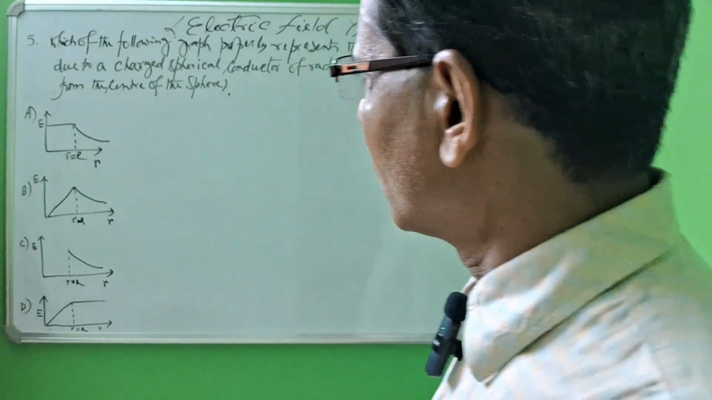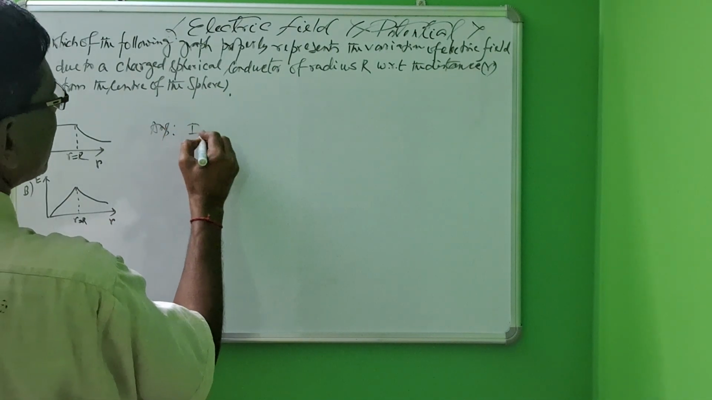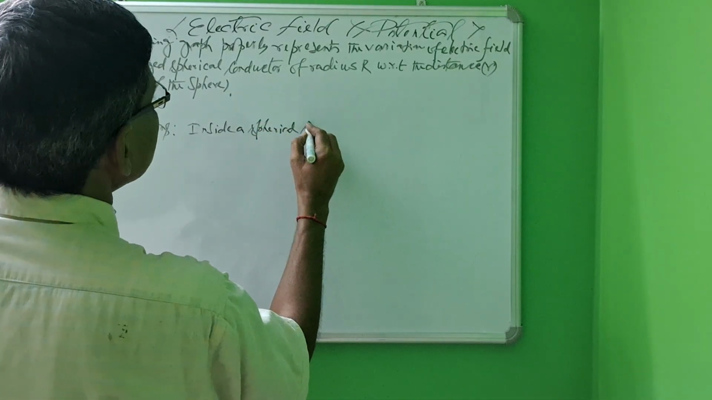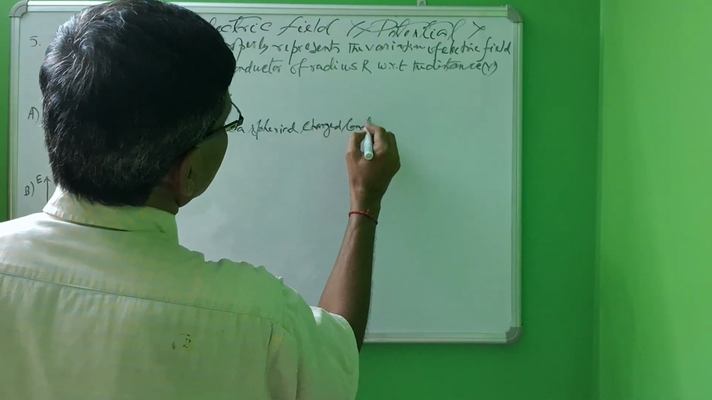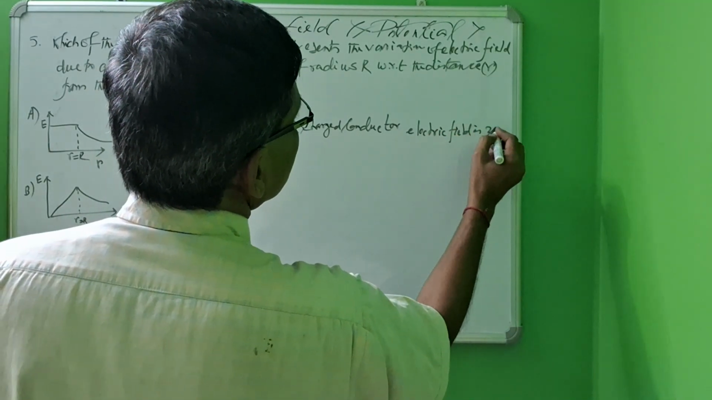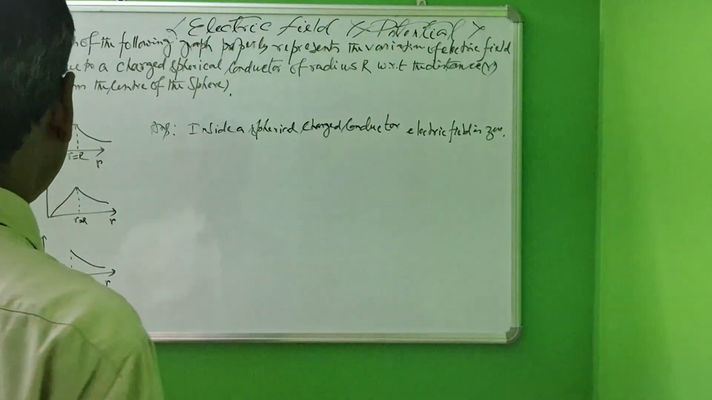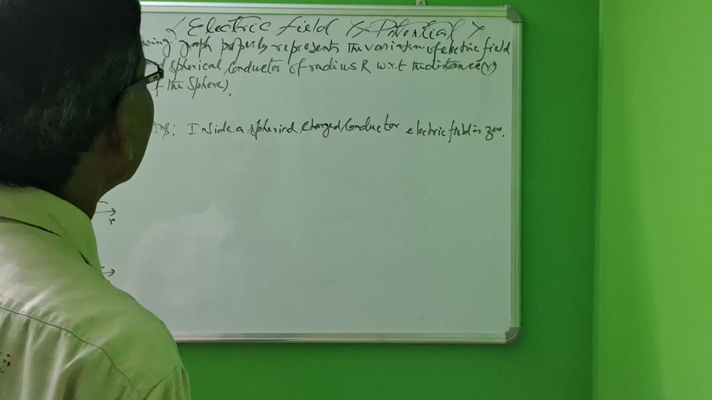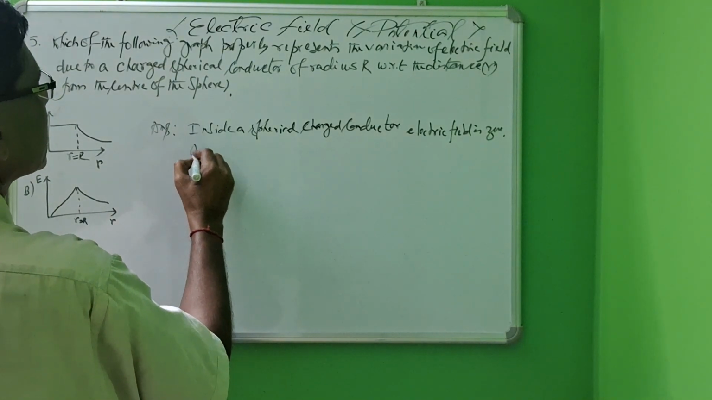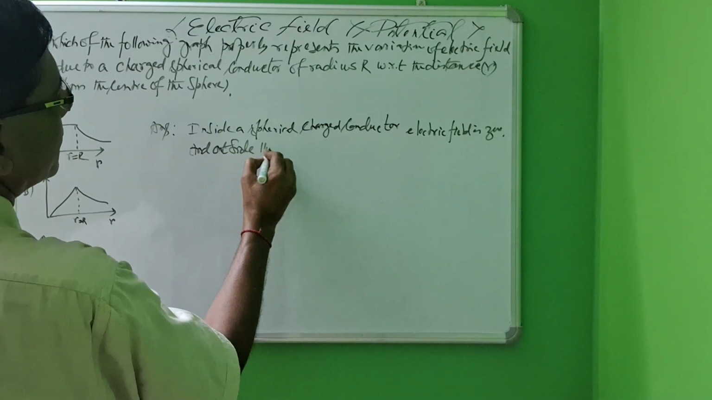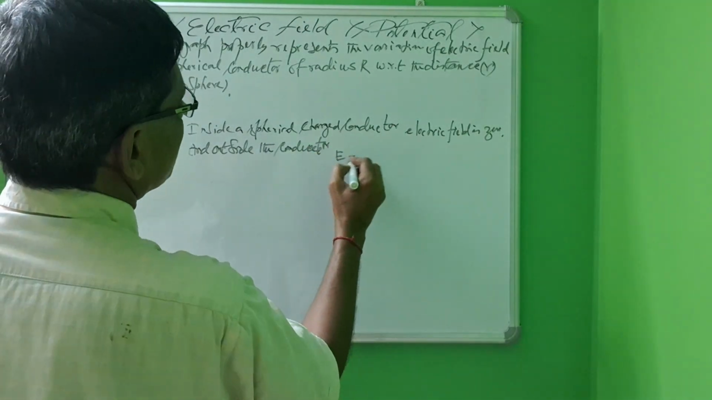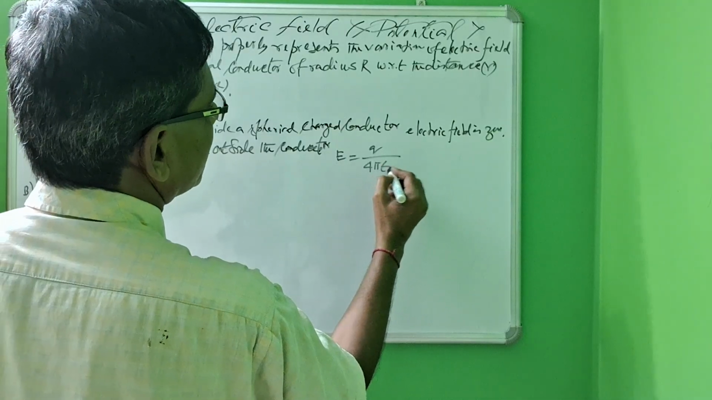Why? Now we know inside a spherical charged conductor, electric field is zero, and outside the conductor the field equals q by 4 pi epsilon naught r square.